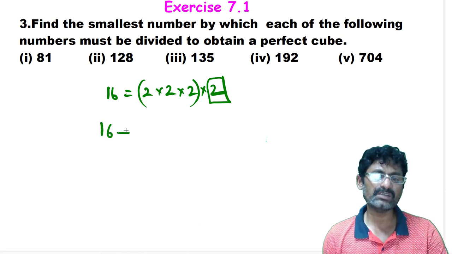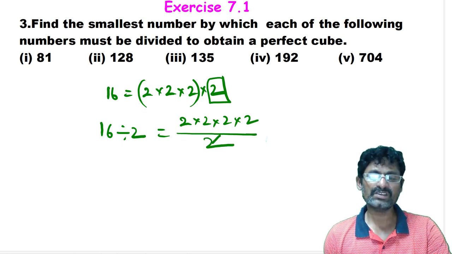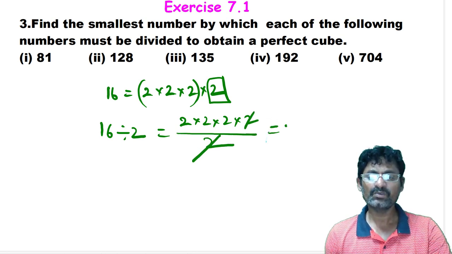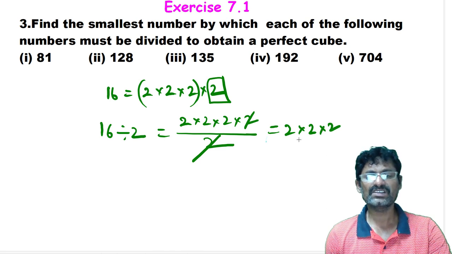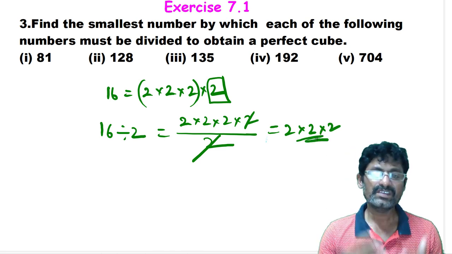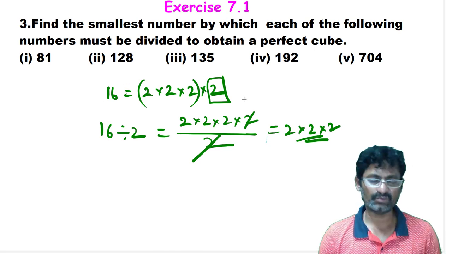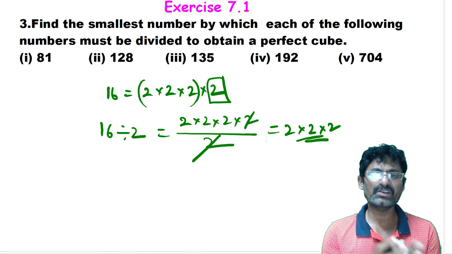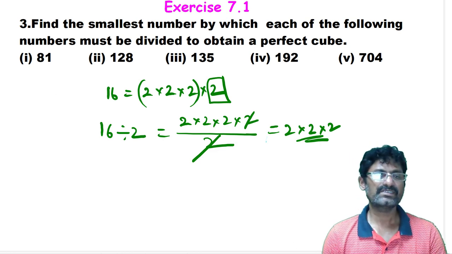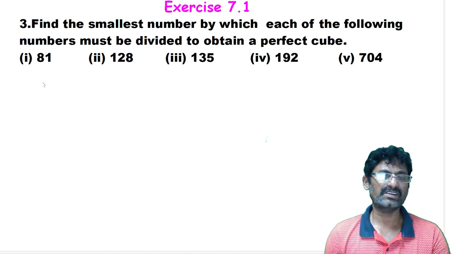So 16 divided by 2, this is equal to 2 times 2 times 2 times 2 divided by 2. So that 2 and 2 get cancelled. We get a triplet of 2's, so that it becomes a perfect cube. Here in this case, we divided 16 by 2 to get a perfect cube. In the same way, we can do all the given problems. Now, let us take the first one. What is that? 81.